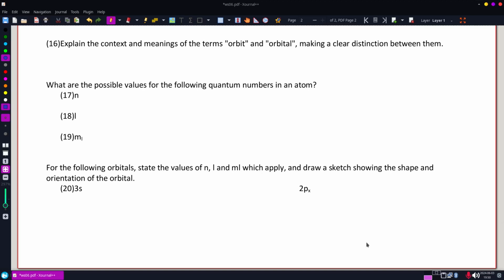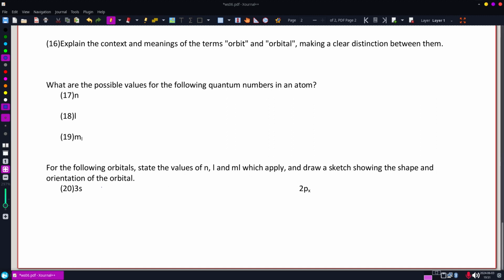Okay, looking at question 20 and, well, both parts of 20. I have a 3s orbital and a 2p x orbital. All right, the question wants us to state the n, l, and m sub l's if we can, and then sketch it. So the n and l's we can definitely do on both these.